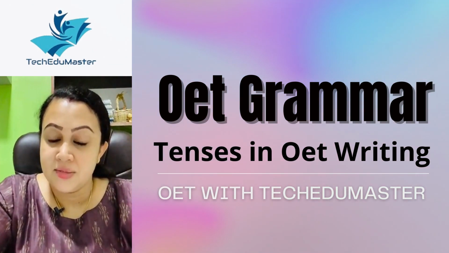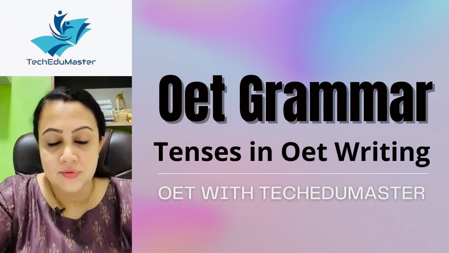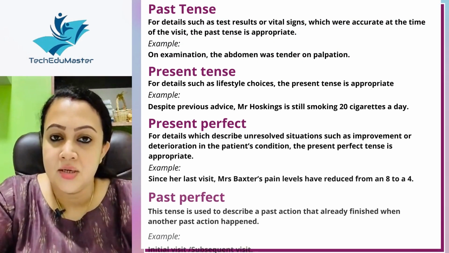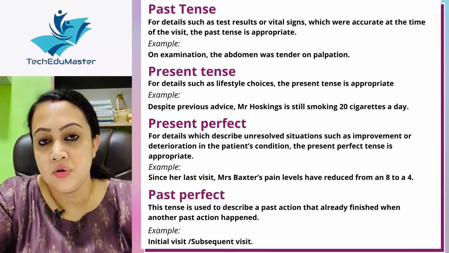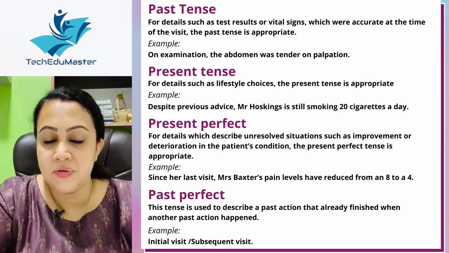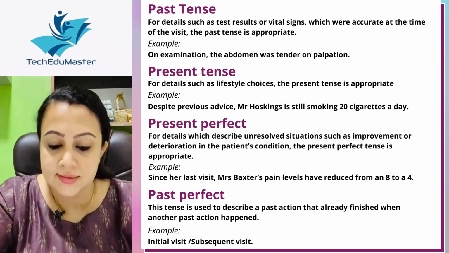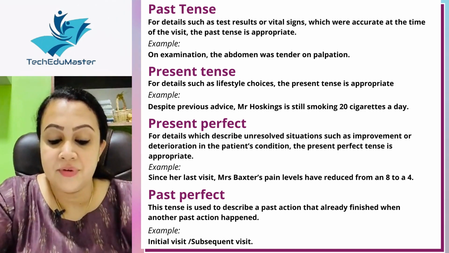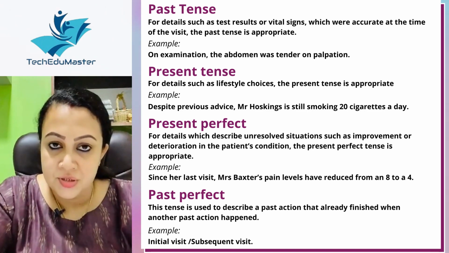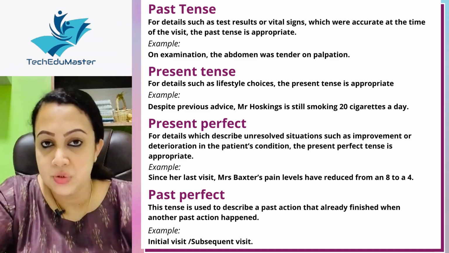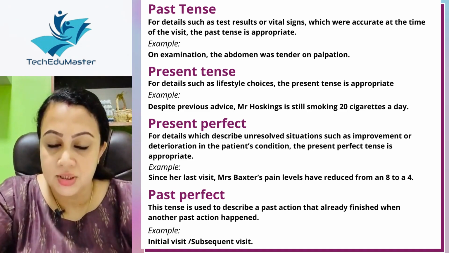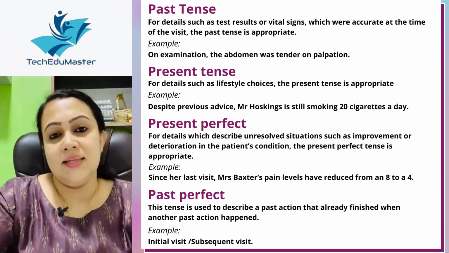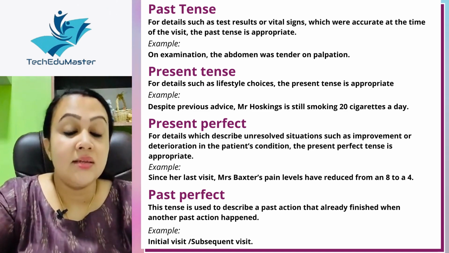So today I would like to give some information regarding the tenses which we are using in OET writing. Tenses as such have a lot of subdivisions, but in OET we will be using only 4 types of tenses, which are the simple present, simple past, present perfect and past perfect. These are the tenses which we usually use in OET letter writing, the commonly used tenses in OET writing. So let's go into detail with these tenses.